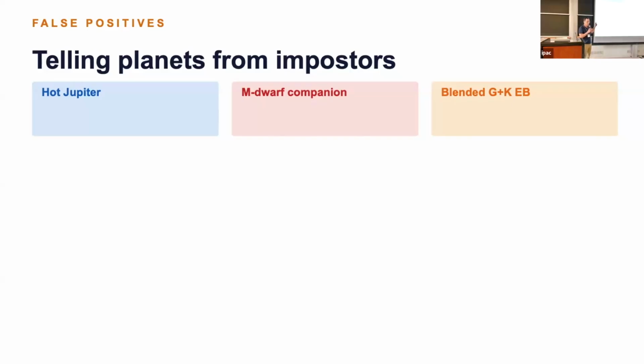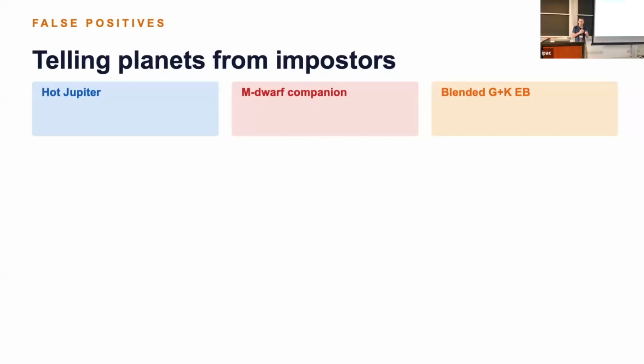But with the M-dwarf companion, the variability is still on the target. A blended EB means the variability is not on the target, but it is blended on the CCD, which is an extremely common false positive in Kepler and even more so with TESS. So these are the three scenarios.